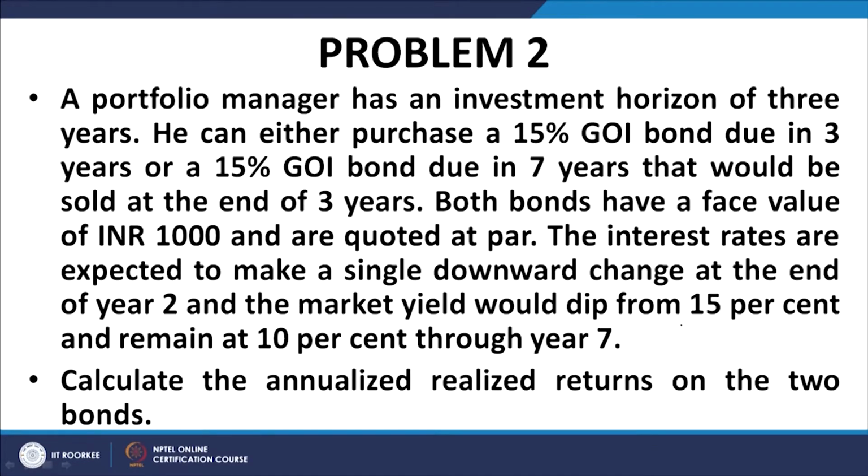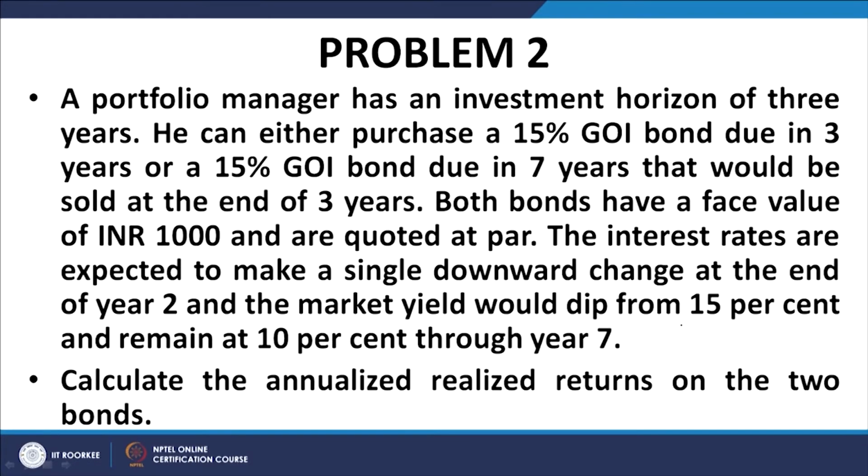A portfolio manager has an investment horizon of 3 years. He can either purchase a 15% Government of India bond due in 3 years, or a 15% Government of India bond due in 7 years, that would be sold at the end of the 3 years, at the end of its investment horizon. Both bonds have a face value of 1000 and are quoted at par, and we assume that the coupon rates are annual. Coupon payments are annual for simplicity of exposition.